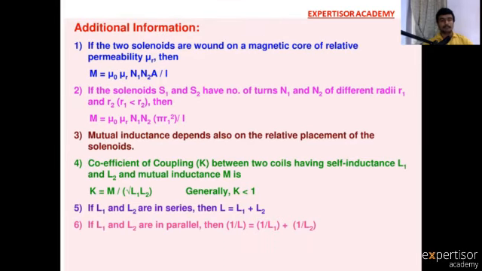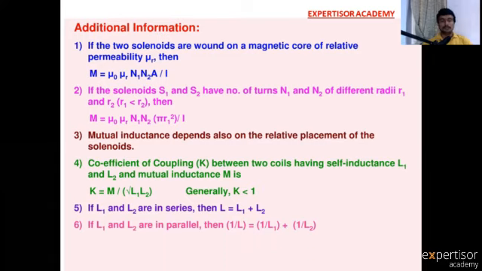Next, fourth one. What is the coefficient of coupling between two coils having self inductances L1 and L2 and mutual inductance M? Coupling means there are two ends of the conductor, and work is developing between the two ends. So we consider that the coupling. We have two different conductors, and work goes on in two ways.